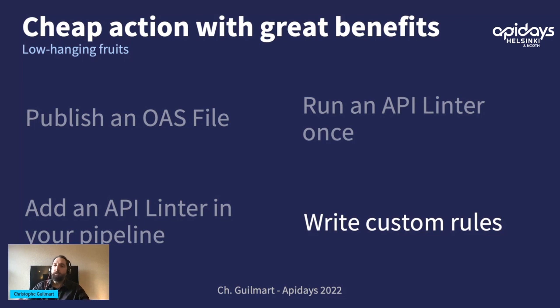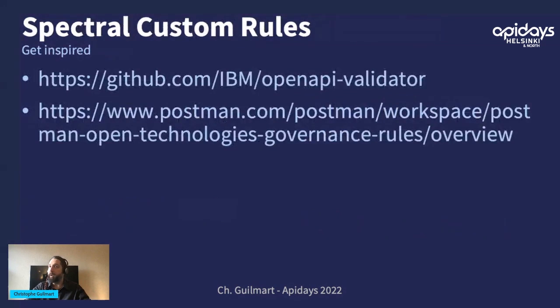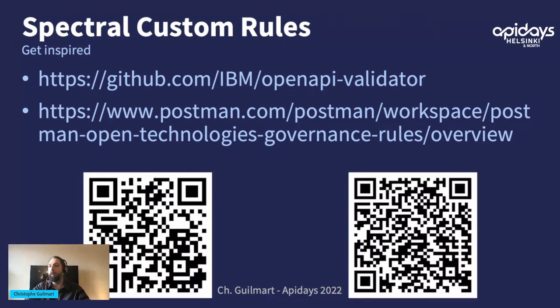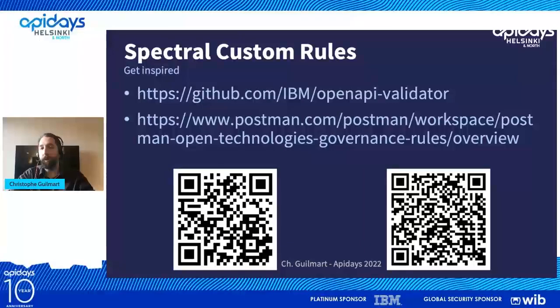Writing custom rules, especially for special use cases, may be a little bit time consuming, and you may benefit from inspiration you can find on the internet. I don't have the AXA rule set open source yet, but IBM and Postman do have a collection of custom rules. You can have a look for inspiration purposes. I put the URL and the QR code here, so you can have a look at it.